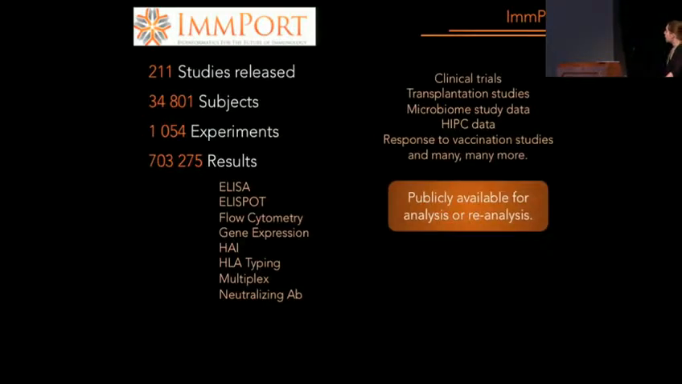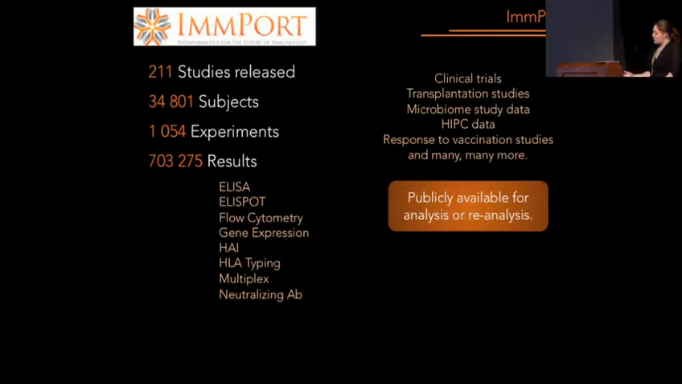We currently have, this slide is not up to date, and I apologize, we had a data release last week. We currently have over 200 studies that have been released. Those studies are clinical trials, transplantation trials, response to vaccination studies, these types of things. There are a lot of really cool things that you should go check out at import.org. There are over 35,000 subjects currently in all of those studies that are regrouped over 1,000 experiments, and those experiments have generated almost 1 million results. Again, those numbers are not up to date.